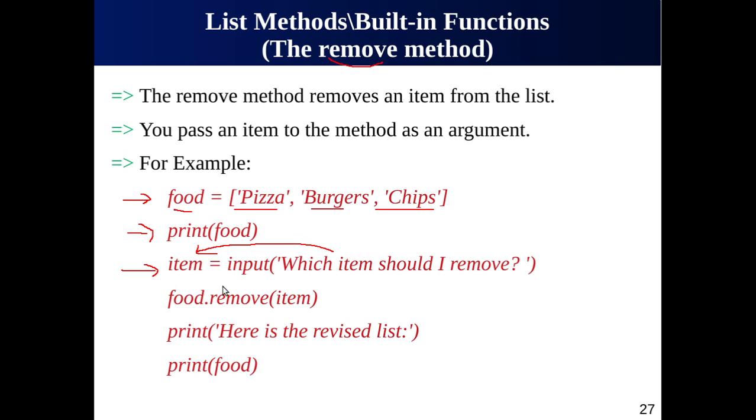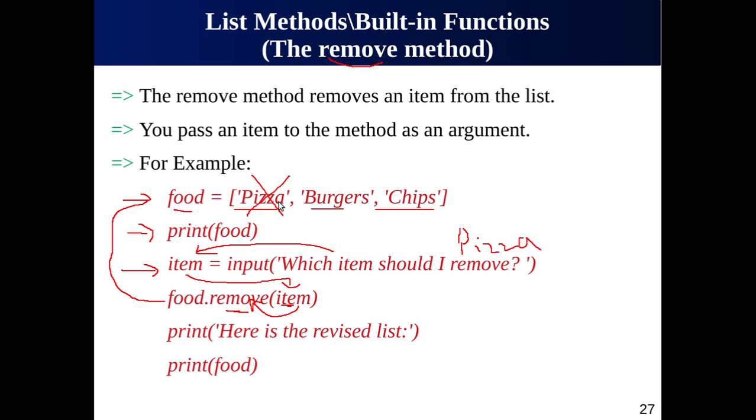What value the user has provided, I am providing it to the remove built-in method. This is like this: go to the list food and then remove the item. What is item? It is actually the name provided by the user. If you provide pizza from here, then it will remove it from the list.